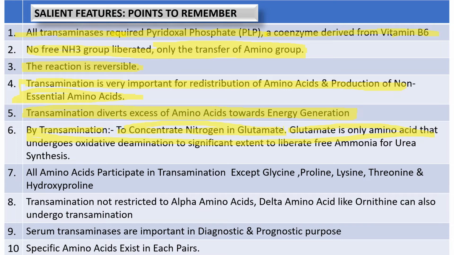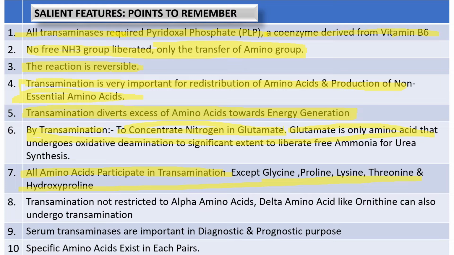Then all the amino acids participate in a transamination reaction, except glycine, proline, lysine, threonine and hydroxyproline. Which ones? Glycine, proline, lysine, threonine and hydroxyproline, this can be our MCQ. These amino acids never participate in a transamination reaction.